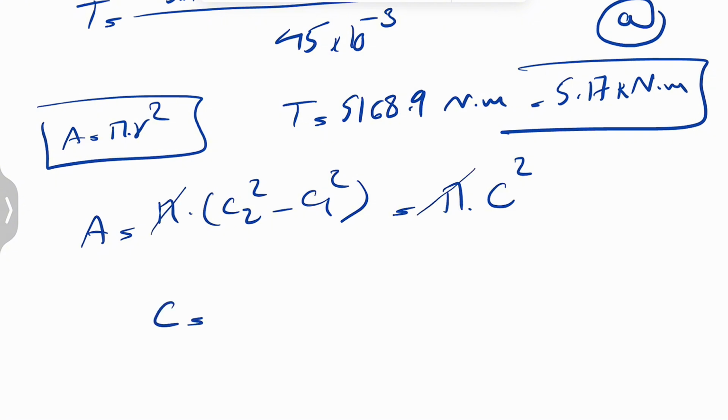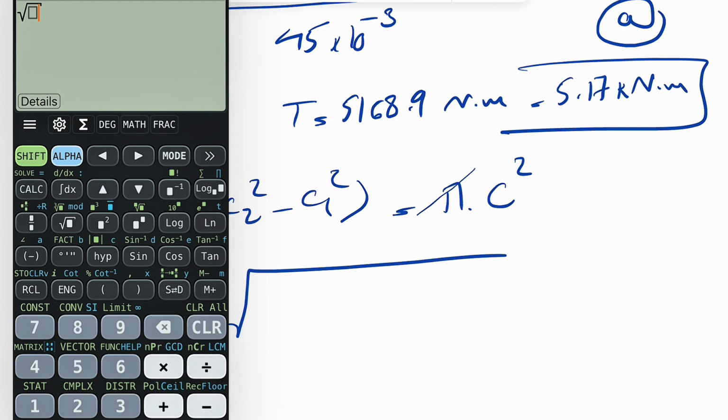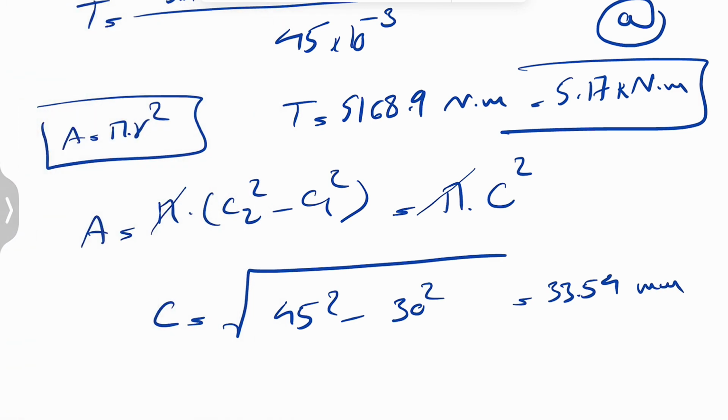So basically our C would be the square root of 45 squared minus 30 squared. So the radius is going to be 33.54 millimeters.